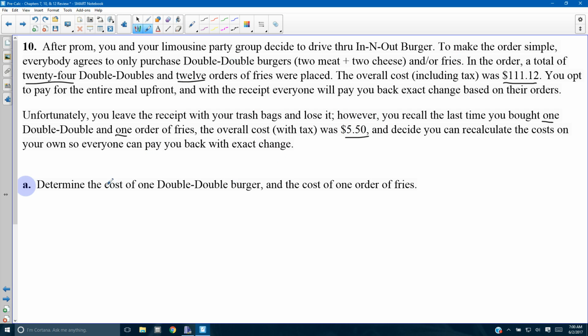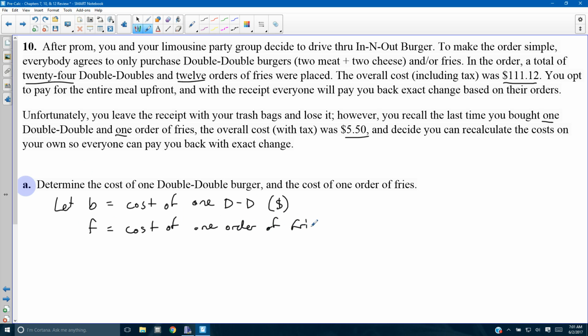Okay, so what we have here, I'm going to go ahead and do that define variables idea so we know exactly what it is that we're looking for as we do this. I'm going to set 2 variables here. Let's do B for burgers. Let B equal the cost, the thing we don't know, cost of 1 double. I'll just put DD. This unit is going to be in dollars. I want my final unit to be in dollars. Decimals would represent cents if we have any. F is going to represent cost of 1 order of fries, also in dollars.